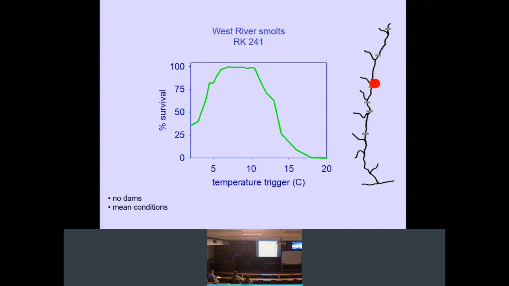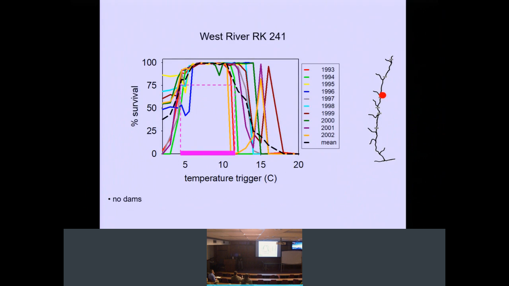What we can see is that there's a range of temperatures at which they can leave the system where they get really high survival. We just need to come up with some response that we could compare among different simulations. So we decided to look at the temperatures that allowed 75% survival of these downstream migrants. In this case, that's a really broad range of temperatures, 4 to 12 degrees. They can leave at any time they want. There's no fine temperature precision they need here.